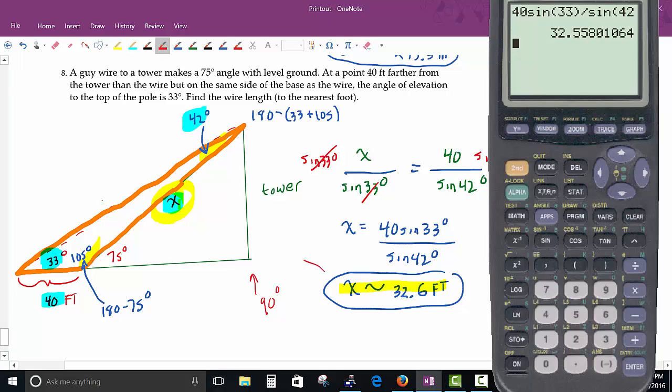Okay. Now see, notice on this one, it didn't matter what that angle was. You didn't have to assume it was a 90 degree angle because you had enough information, using law of sines, to solve it that way. Okay, so that will be the end of this.